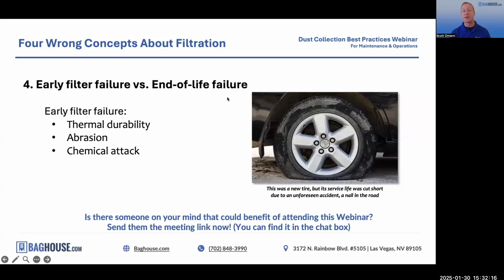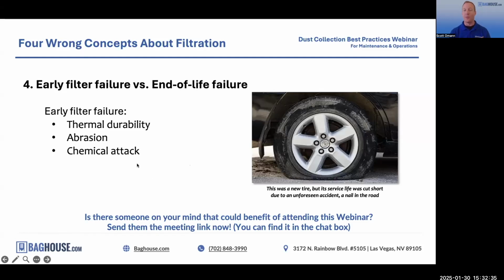And then lastly, we have chemical attack. The most common one that we see is something that's called hydrolysis, where moisture, water, is in our airstream going through the baghouse, and causes it to react with other chemicals or compounds that, when it goes to the filters, either attacks them or causes them to fail early.